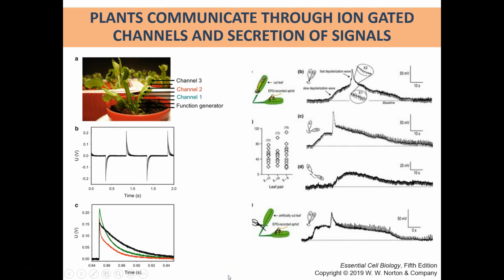Plants also communicate through ion-gated channels and secretion of signals, both when they are just communicating with cells within that plant, but also to the environment itself. And we can look at that also by looking at how various parts of the plant are generating similar kinds of action potentials and similar membrane potential changes, membrane depolarizations, in response to certain environmental stimuli.